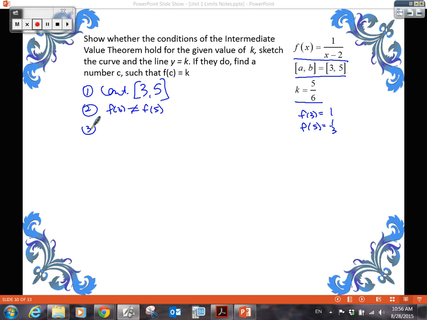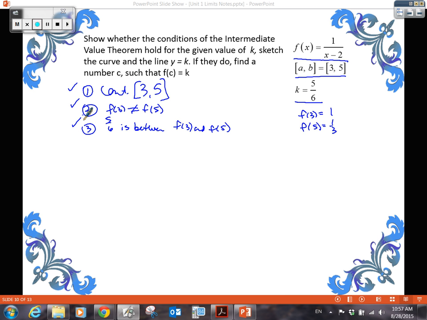So the third piece is 5/6 is between f of 3 and f of 5. And you can write 1 and 1/3 there instead of f of 3 and f of 5. However you want to do it. So we have all three of our criteria check out. Great. That means that since they do check out, they're going to ask us to find what c is.